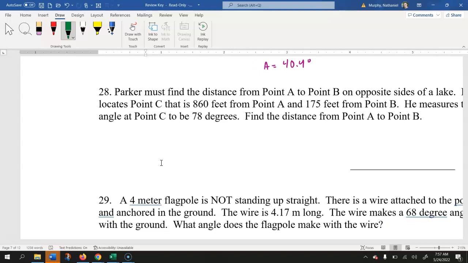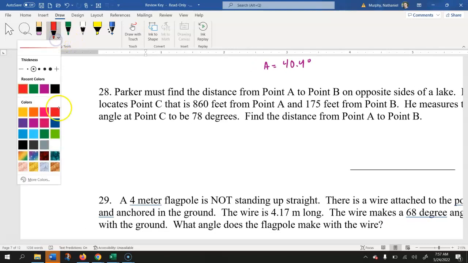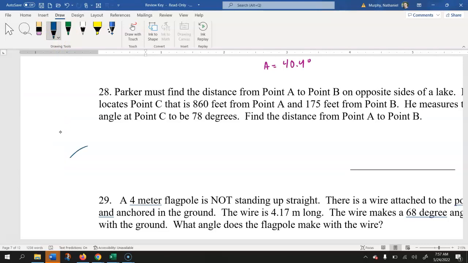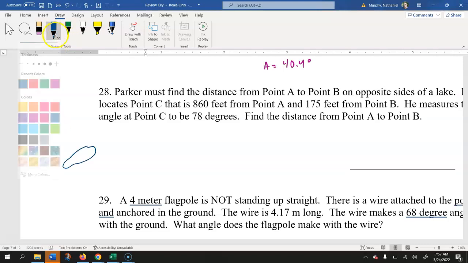All right, so when I go to set this one up, this is a story problem, so I'm just going to make some water here to represent our lake. We'll have two points on either side of the lake, and the third point on the other side, over here.